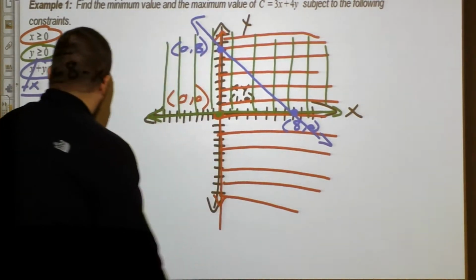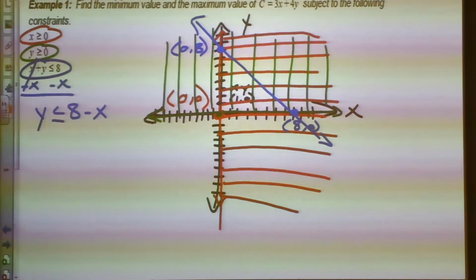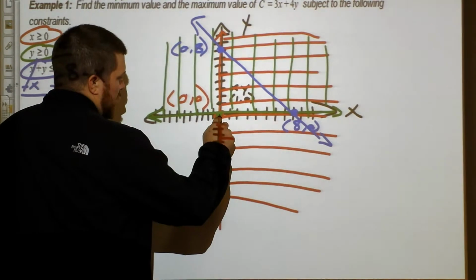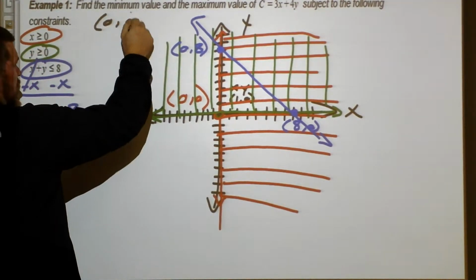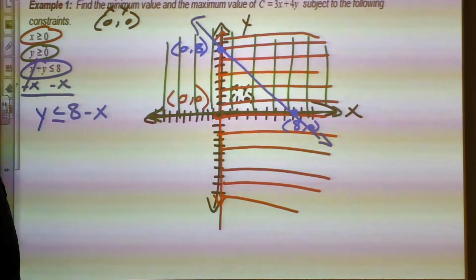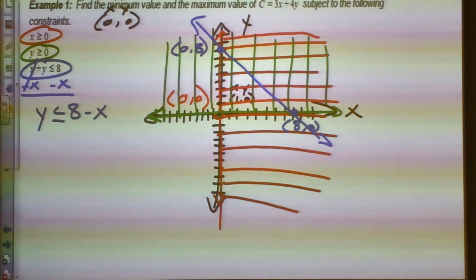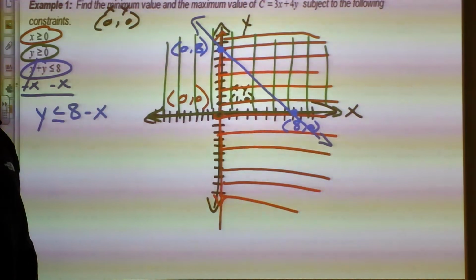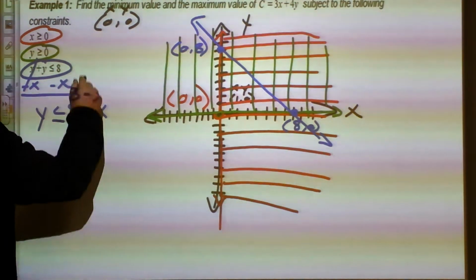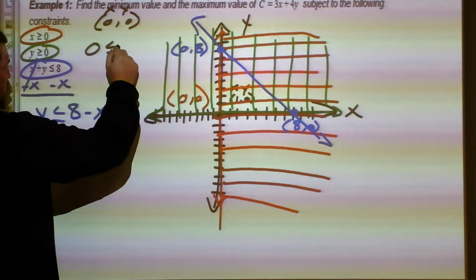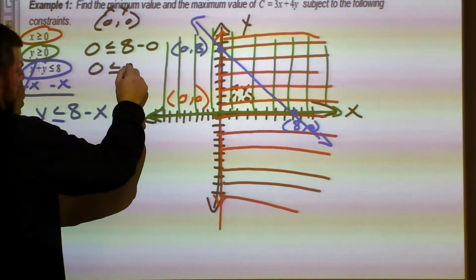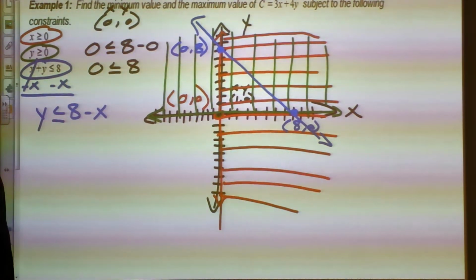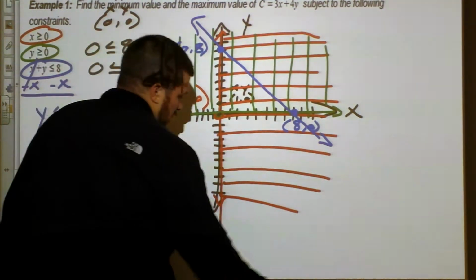Okay? Now I want to figure out where to shade, so I'm going to pick a test point. Well, for this particular inequality in blue, (0, 0) does not live on the boundary line, so I can use that as my test point this time. So everywhere I see an x, I want to put in a 0. Everywhere I see a y, I want to put in a 0. So 0 less than or equal to 8 minus 0, which tells me 0 is less than or equal to 8. Which is true, so I'm going to shade below.